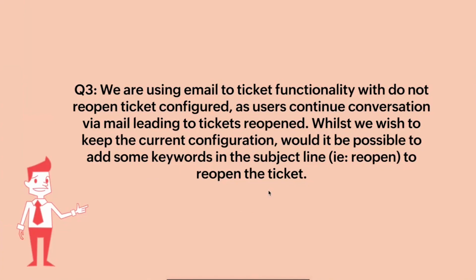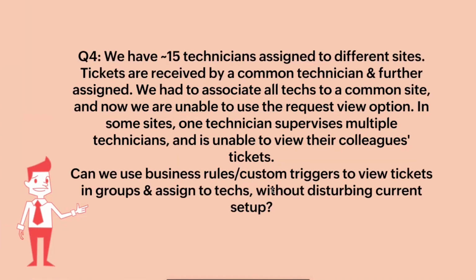Awesome. So you're done with 3 questions, and here's the 4th question. This is a customer who has 50 technicians assigned to different sites, and their tickets are received by one common technician and are also further assigned. Now they have to associate all the technicians to a common site, due to which they are not able to use the request view option. And in some sites, one technician supervises multiple technicians and is unable to view their colleagues' tickets. This customer wants to understand if business rules or custom triggers would help them view tickets in groups and assign to techs without disturbing their current setup.